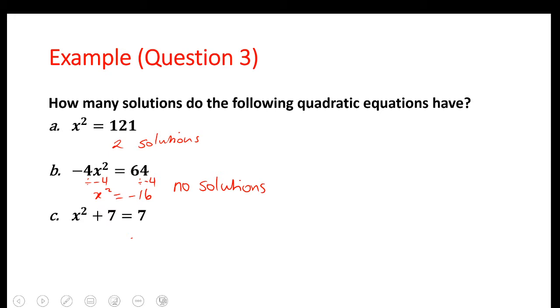X squared plus 7 is equal to 0. Well, let's start off by subtracting 7 from both sides, and that leaves me with x squared is equal to 0. Well, if x squared is equal to 0, then there must be only one solution, and that is when x is equal to 0.